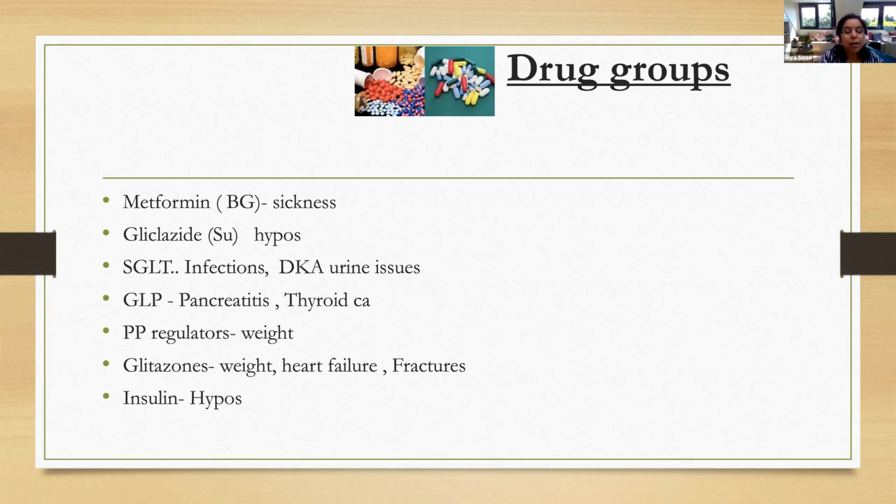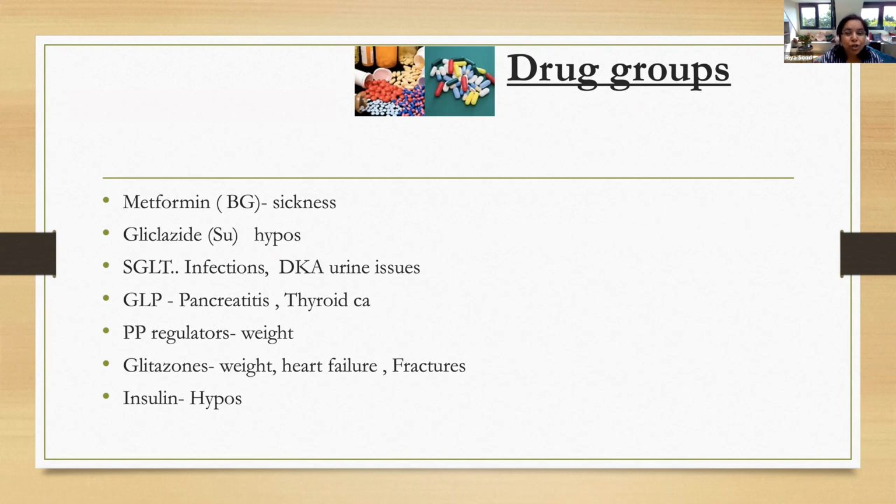Gliclazide, which is again a common drug, it's the SU drug, commonly causes hypoglycemia, so blood sugar less than 4. Be aware if the patient is telling you that I'm getting low readings, they may need either stopping or adjustment of gliclazide. Again, signpost, okay?